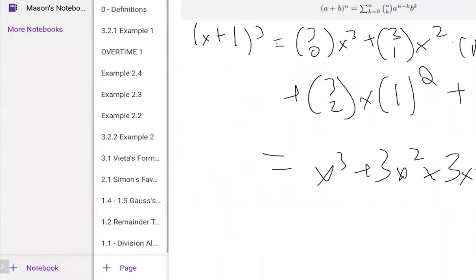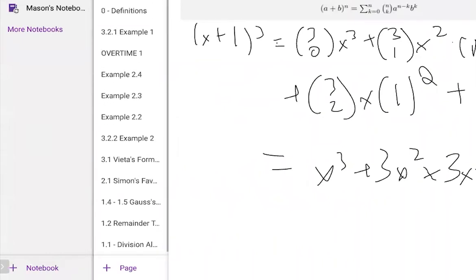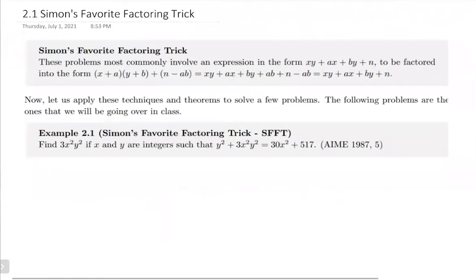All right. So let's move on to another special technique that often comes up in factoring, and it comes up so often that we have a special name for it. It's called Simon's favorite factoring trick. These problems most commonly involve an expression in the form xy plus ax plus by plus n, and you can factor it as x plus a times y plus b plus the constant n minus ab, which is equivalent to the above expression.